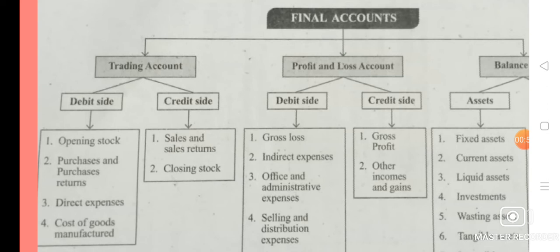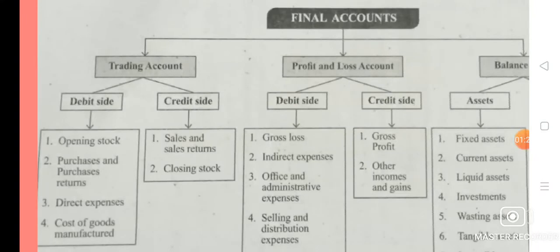So the trading account should be based on two sides. On the left hand side, we mention the debit side, and on the right hand side, the credit side. What items will appear on the debit side of the trading account? Opening stock, purchases and purchases return, then direct expenses, cost of goods manufactured. Then the credit side of the trading account: sales and sales return, then closing stock.